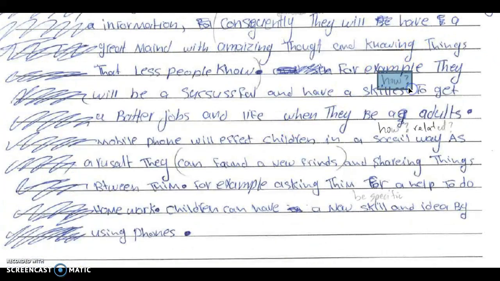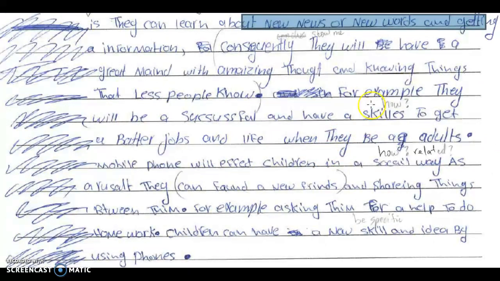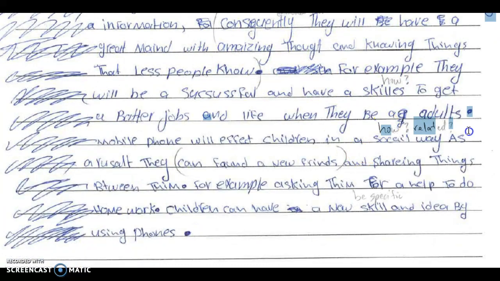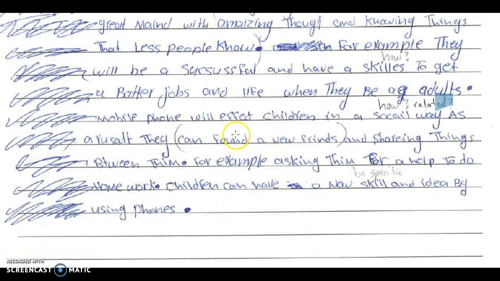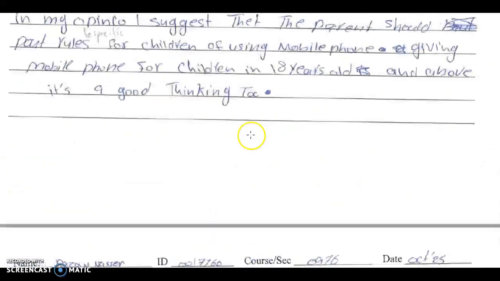Again, stuff like, how? I'm saying they will be successful and have skills. How? I understand you're saying that they will be successful. That's what your whole topic sentence is about. These should be an example of how they are successful, an example of the skill that they got from the cell phone. Again, how is this related? So be a little bit more specific and give me some direct examples in your essay.